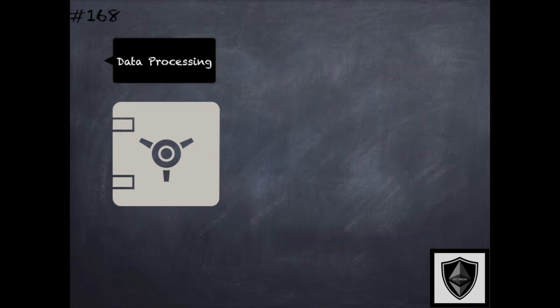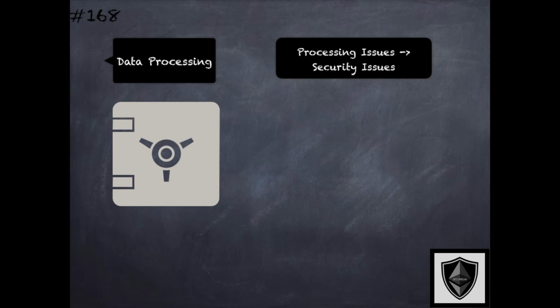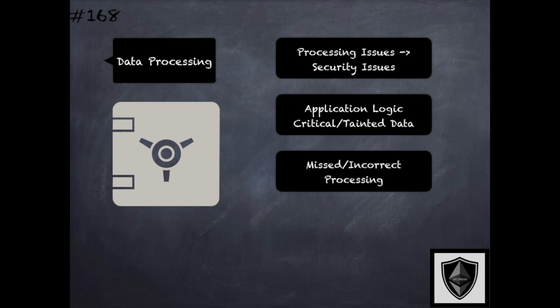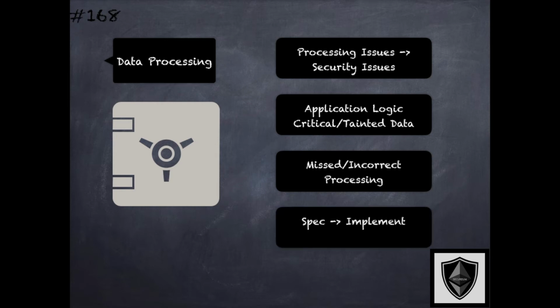At a very high and perhaps abstract level, data processing issues may lead to security issues. In the application logic's context, this could arise from several reasons, such as while processing critical data or from processing of tainted input data. Processing could be missing or incorrectly implemented. This could result from a faulty specification or implementation without being caught during validation. Therefore, all aspects of data processing should be reviewed for potential security impact.